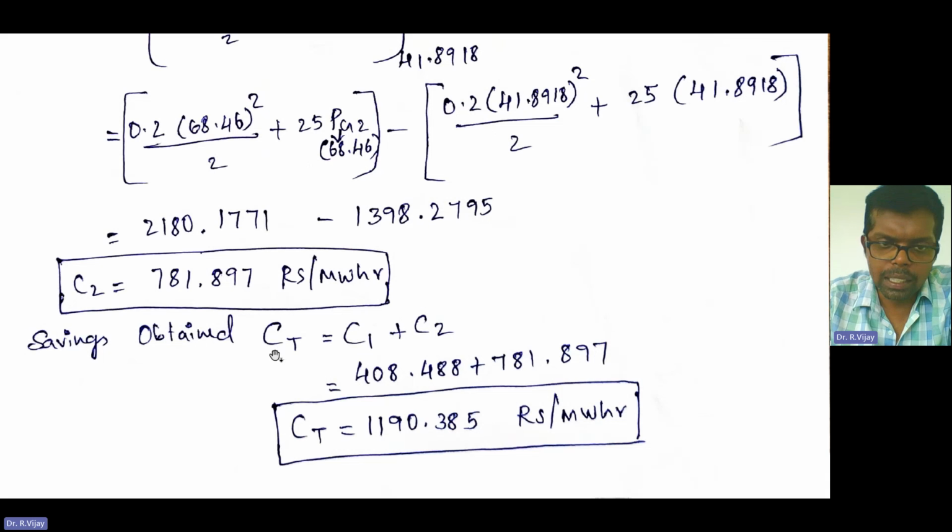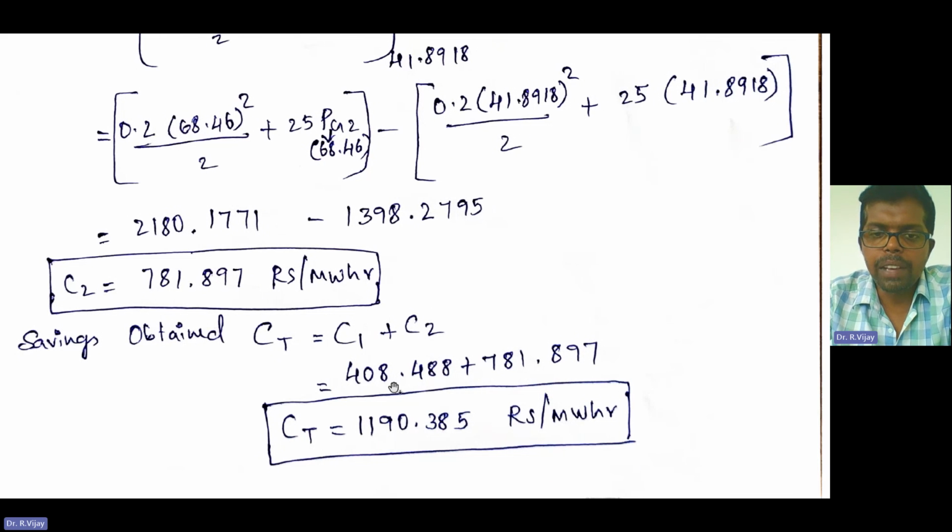Similarly, the notation is given as C. So the total cost CT is equal to C1 plus C2. Whatever the two costs are, we simply add them, and you'll get the total savings obtained as 1190.385 rupees per megawatt hour. This is the second part.